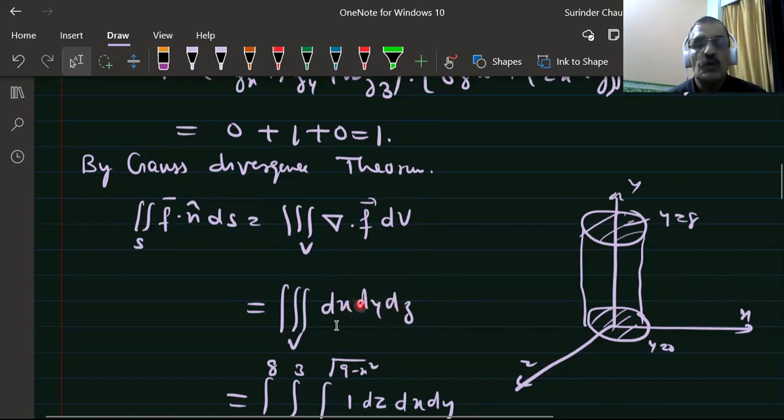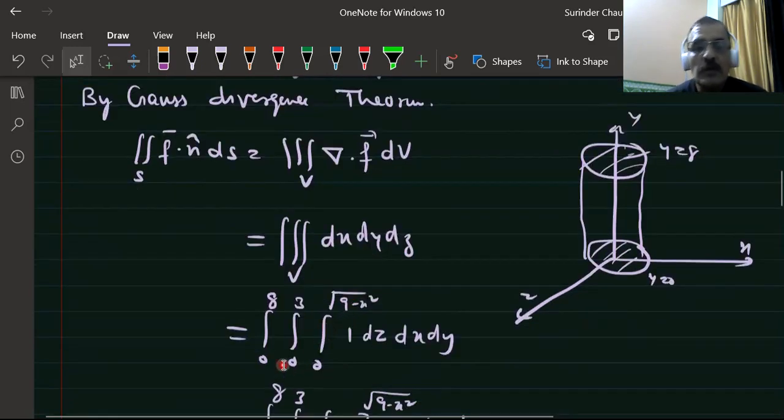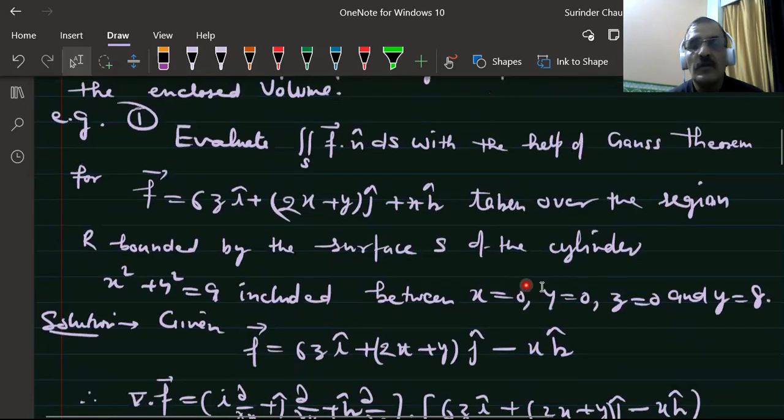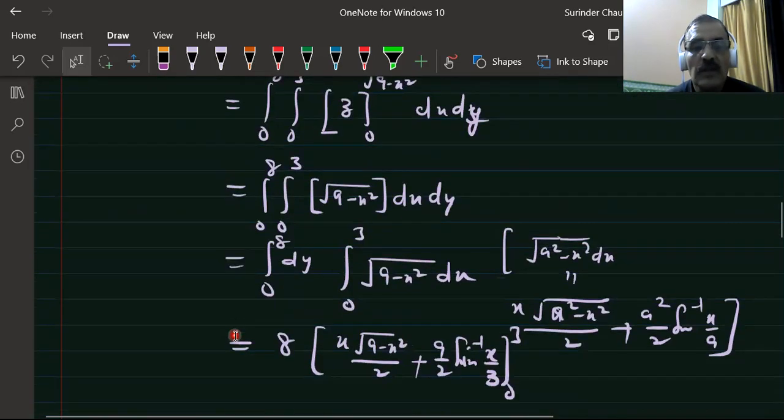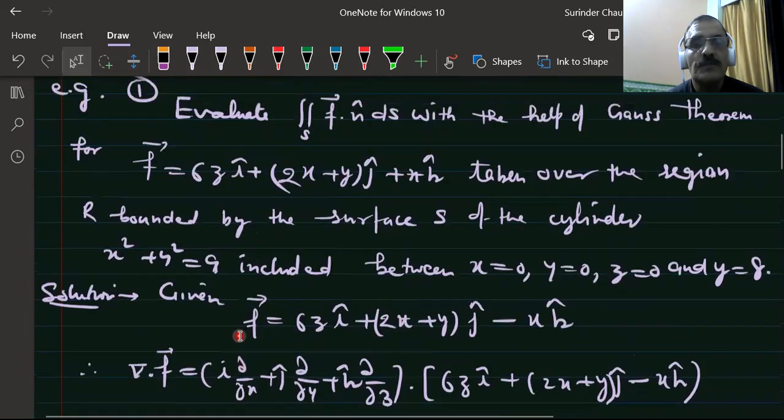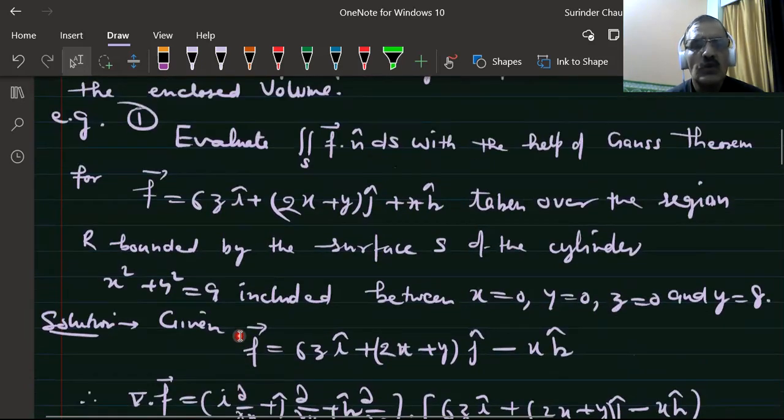So this is equal to the integral of 1 dV, that is dx dy dz. Now the limits: y is from 0 to 8, as given, and z is from 0 to 3. This should be z square.